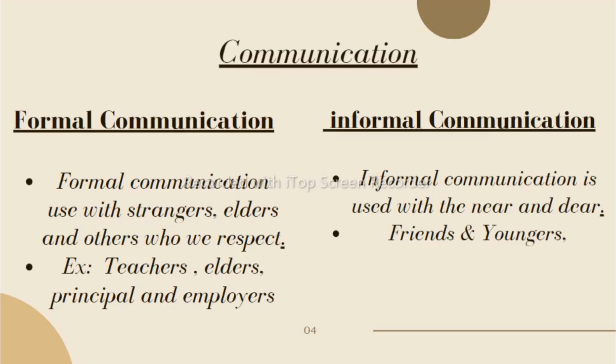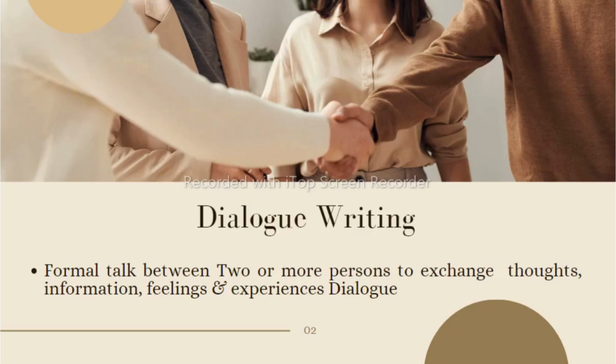Now here students, this communication can be informal, like speaking to your friends or youngers, or it can be formal, like speaking at the office or school with your teacher and principal. So now let us first of all see what a dialogue actually is. Dialogue is nothing but a formal talk, dialogue and conversation, which means it is a talk between two or more persons to exchange their thoughts and ideas, or information like news, or feelings and experiences through dialogue. So basically, it is an interactive communication between two or more persons.